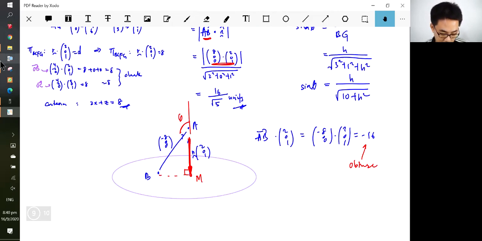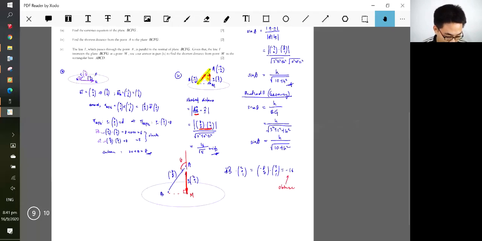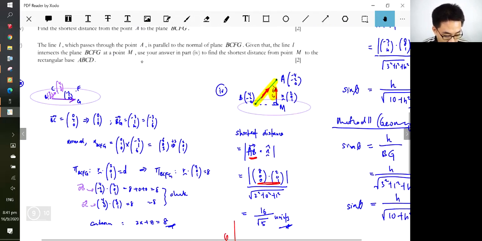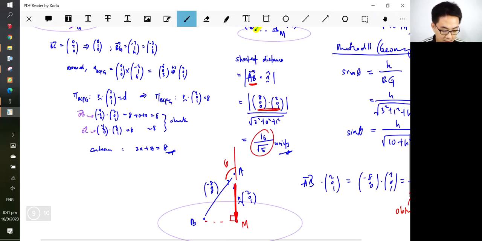You're supposed to use part 4. This is the only method you can get the marks, okay? Because of the phrasing. This is the only method. There's no other way you can do it really. If you do anything other than this, meaning you don't get the marks. Because the question says use your answer in part 4. If you never use the answer in part 4, you can't. Meaning to say you need to somehow use this length here.